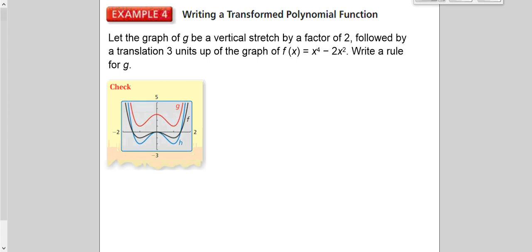Example 4. Let the graph of g be a vertical stretch by a factor of 2, followed by a translation 3 units up of the graph of f of x equals x to the 4th minus 2x squared. Write a rule for g. Vertical stretch by 2. So whatever f of x is, we want to do a vertical stretch by 2. That's multiplying by 2. And it says followed by a translation 3 units up. So we need to complete this vertical stretch by 2 first before we worry about what's next.